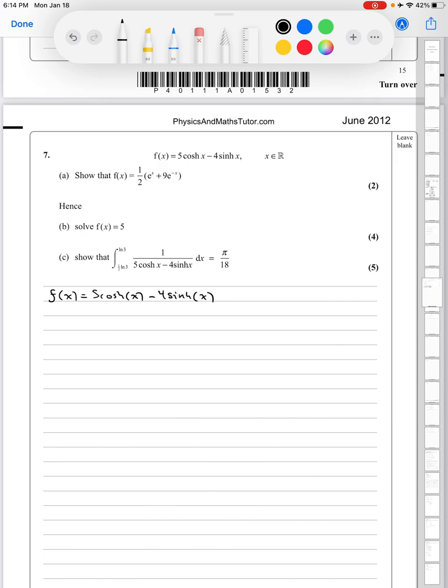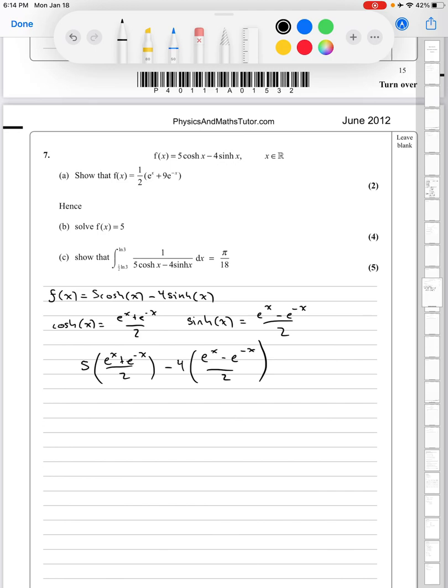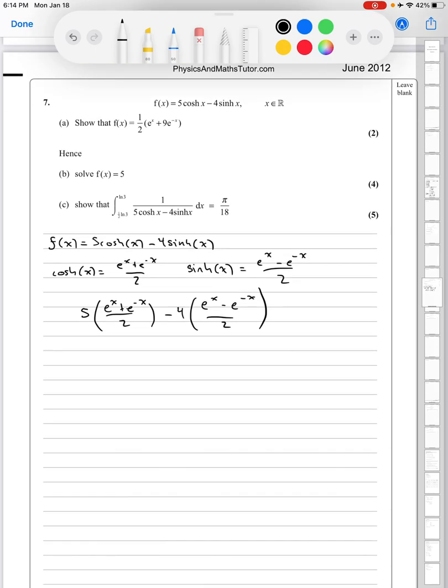We just want to write it in exponential form, basically, which is fairly easy if we remember cosh x is e to the x plus e to the minus x over 2, and sinh x is the same thing with a minus sign: e to the x minus e to the minus x over 2. Plugging those into 5 cosh minus 4 sinh, we get 5 times e to the x plus e to the minus x over 2, minus 4 times e to the x minus e to the minus x over 2. We gather the positive e to the x terms and the negative e to the x terms. Not very surprising here.